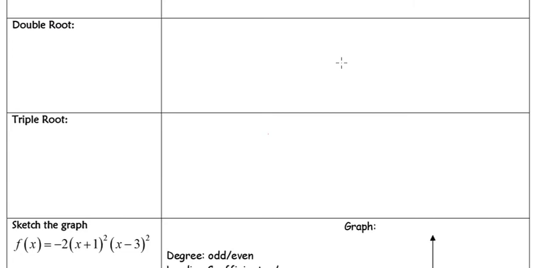All right, here we go. We got a couple of ideas we need to cover here, being double roots and triple roots. And I suppose you could have quadruple roots and so on and so forth, but the ones we're going to need to be really comfortable with are double roots and triple roots.